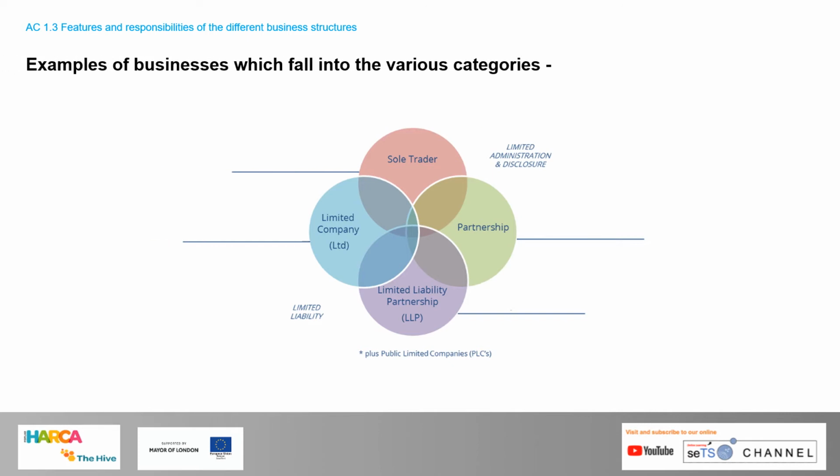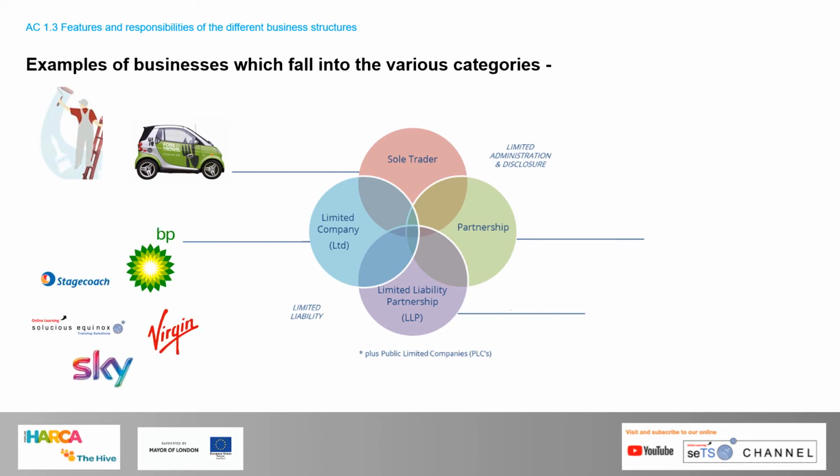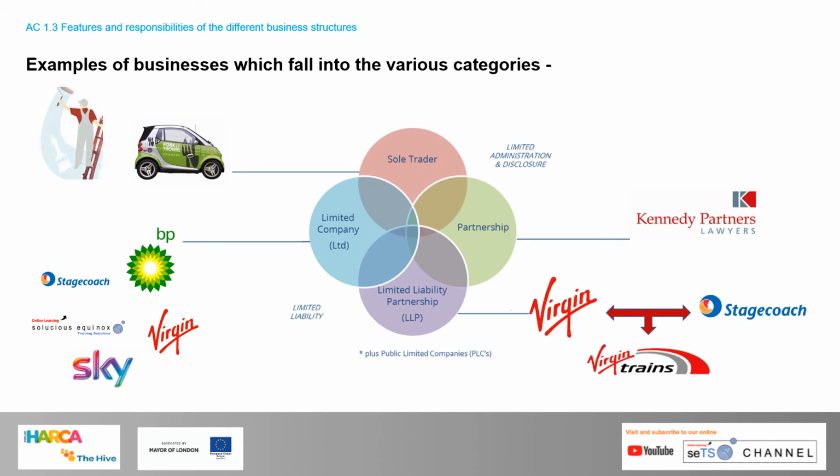Examples of businesses which fall into the various categories. So for sole trader, your painters, decorators, landscape gardeners, electricians, plumbers. Limited company, Stagecoach, Solucious, Equinox, Sky, Virgin, British Petroleum. For partnerships, law firms, and limited liability partnerships, see Virgin, Stagecoach, who jointly own together Virgin Trains.